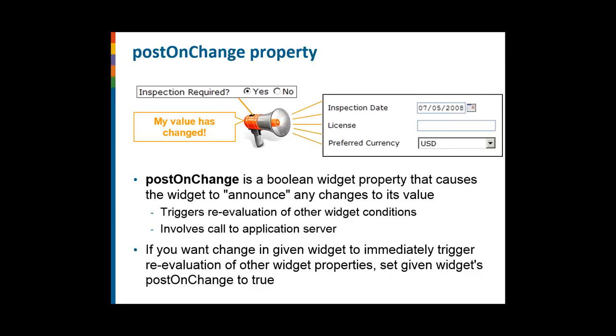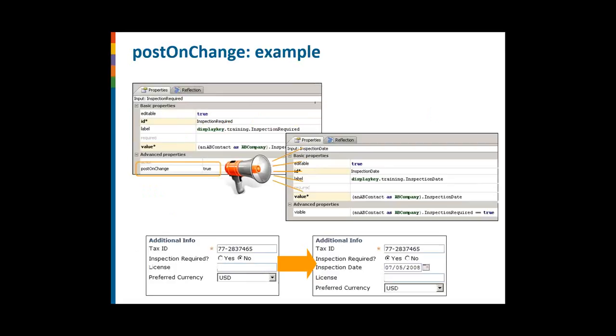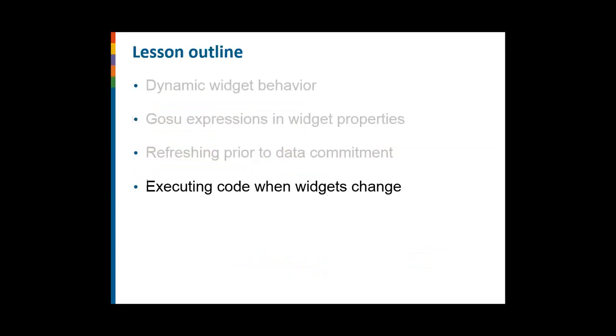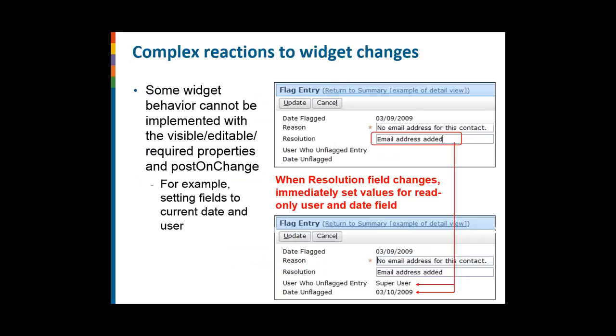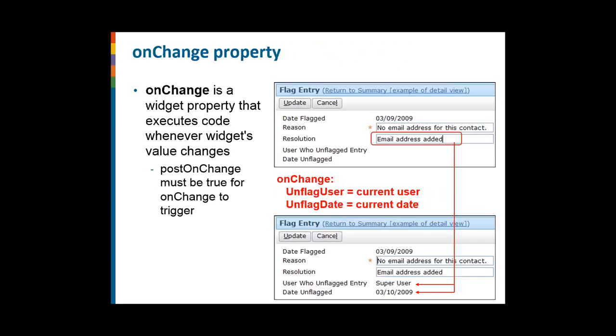And this is the main property. Whatever the 4 cases we discussed, it can be visible, editable, requiredness. So to change the property values, we have to use post on change equal to true. Now, executing code when widgets change. Some widget behavior cannot be implemented with the visible, editable or required properties in post on change. For example, setting fields to the current date and current user. This can be done with the help of on change.